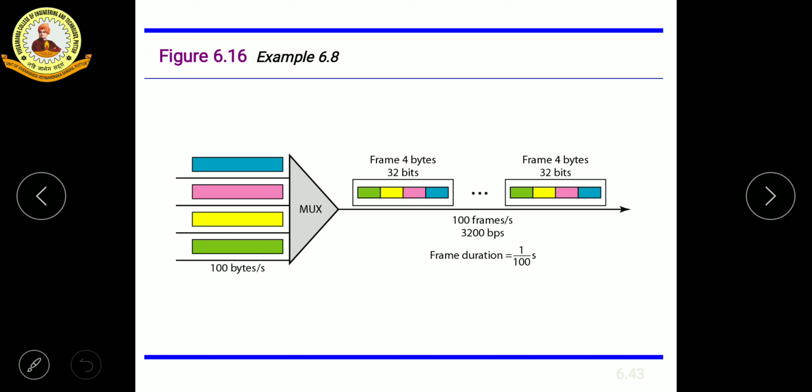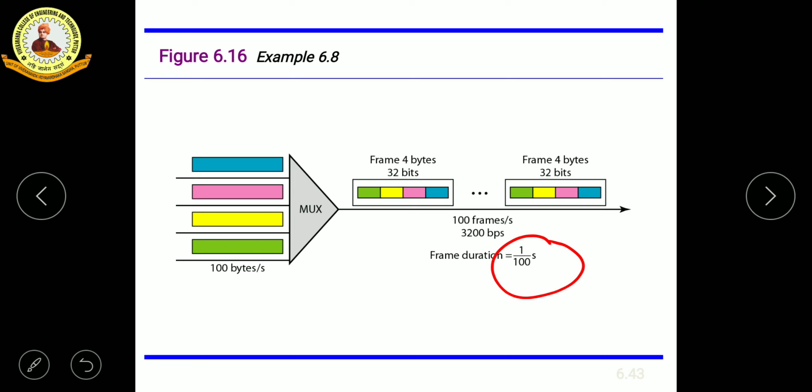Then, a frame carries 1 byte from each channel. The frame rate must be 100 frames per second. Then what is the duration of the frame? It is given in the slide. It is 1 by 100 second. It is very easy to find out.